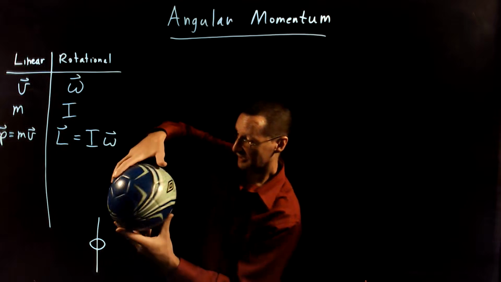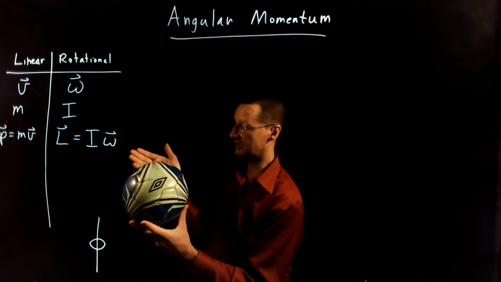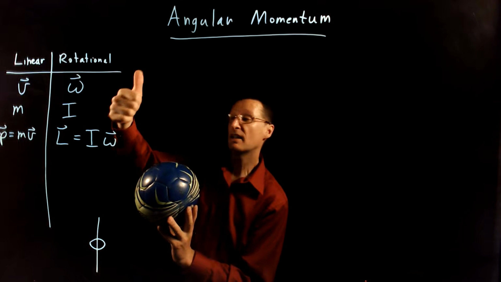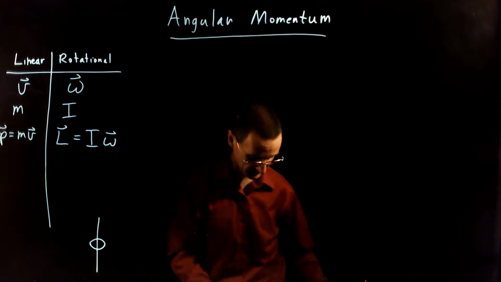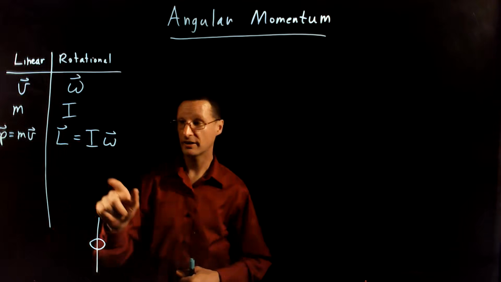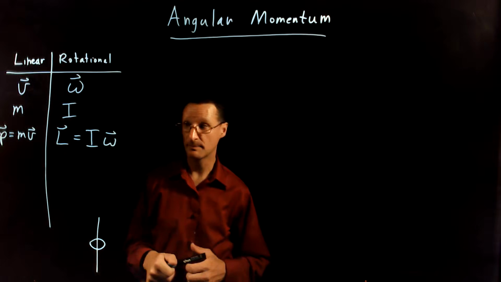If it rotates the other way, then you again take your right hand and curl it in the direction the object is rotating, and your thumb points along the direction of the angular velocity vector. And that is going to be the same as the direction of the angular momentum vector. They're going to point in the same direction.